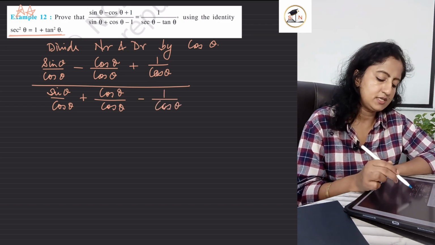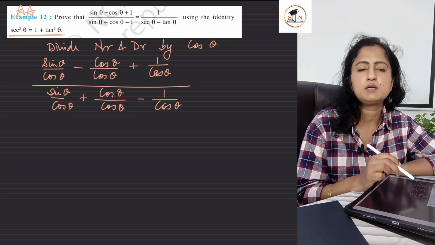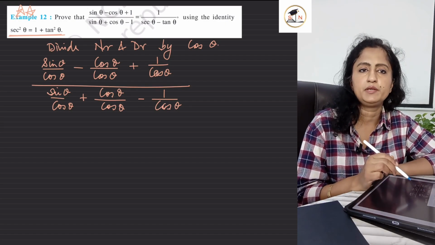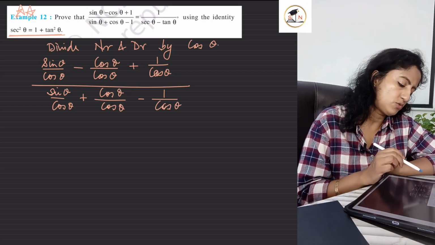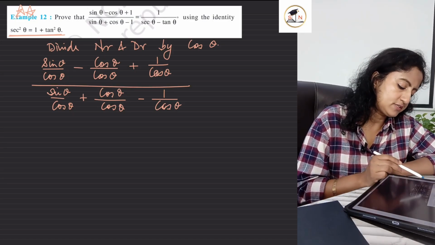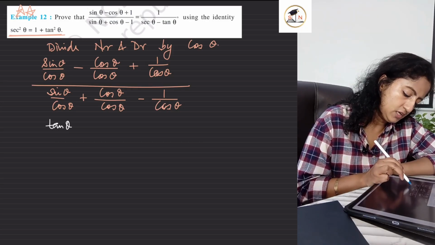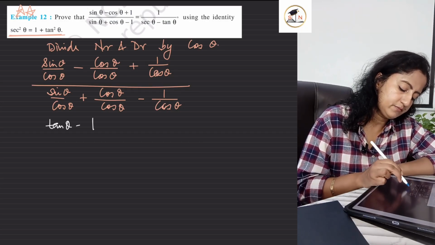Clear? What I did, I just divided each term of the numerator by cos theta and similarly each term of the denominator by cos theta. So what do we get? Sin theta by cos theta gives us tan theta. Cos theta by cos theta gives us 1.